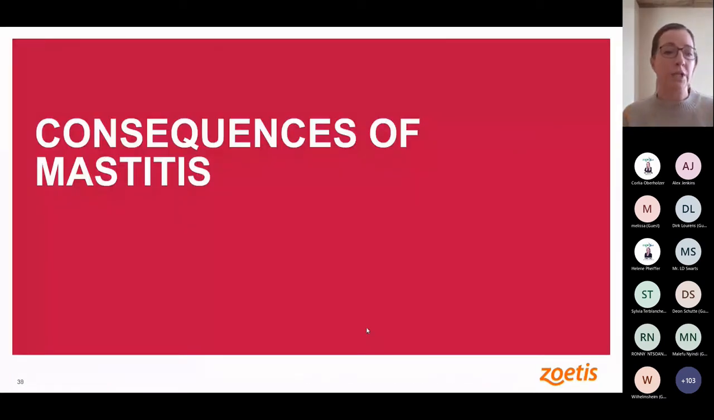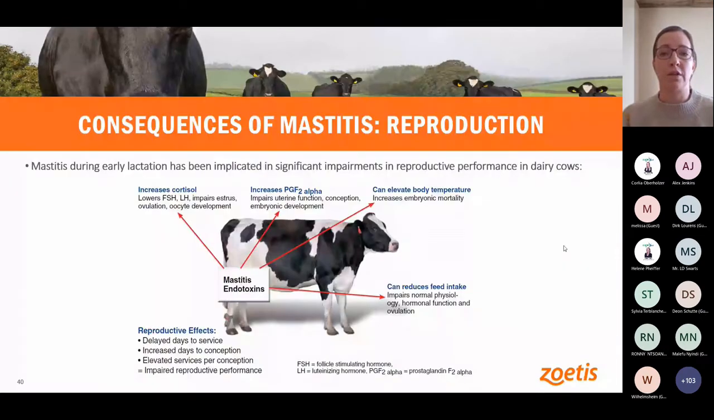Okay, so just quickly, let's look at the consequences of mastitis. It can have quite significant consequences on the reproductive performance in animals and dairy cows. So I'm not going to go through everything on the screen, but you can see here that the overall effect is that there's delayed days to service, there's increased days to conception, and it requires more services per conception. And all in all, that means that there's an impaired reproductive performance.